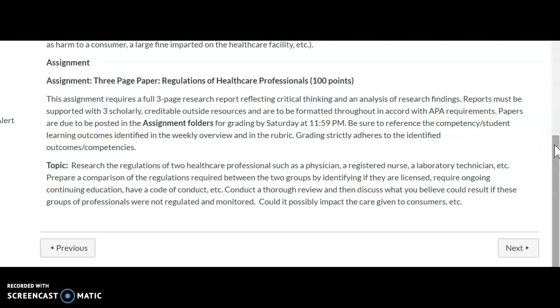Prepare a comparison of the regulations required between the 2 groups by identifying, do they need to be licensed? What does that entail? Do they require ongoing continuing education? How do they get that? Is that costly? Do they have a specific code of conduct? How do they abide by that? Do a thorough review, and then discuss what you think could be the result if these groups did not have regulations and were not monitored.